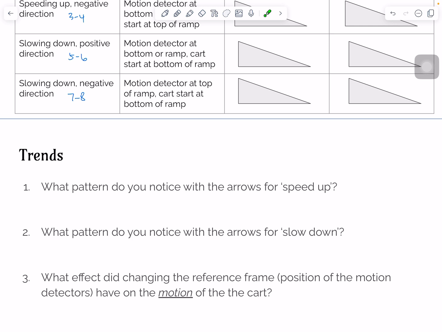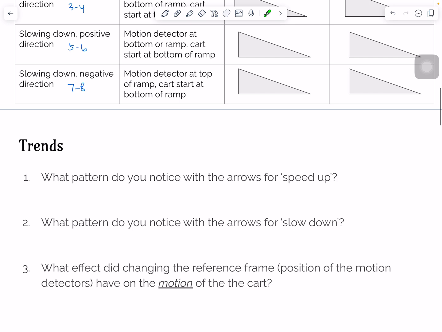I'm not going to give you the answers or insights to these until the very end because I think that you will be able to figure out on your own what is happening.